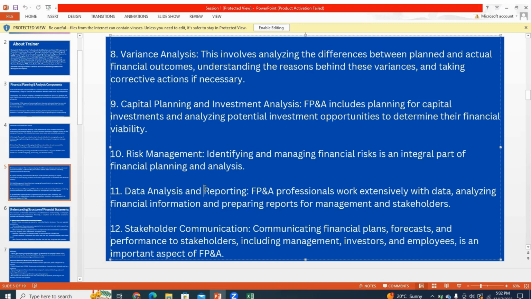We will also be working on sensitivity analysis and scenario analysis on the BI tool as well. The stakeholder communication: as a financial planning analyst works, they prepare different reports, and those reports have to be communicated to someone. The people to whom reports are provided are called stakeholders. Communicating the financial plan and forecasted performance to stakeholders, including management, investors, and employees, is an important aspect of financial planning and analysis.